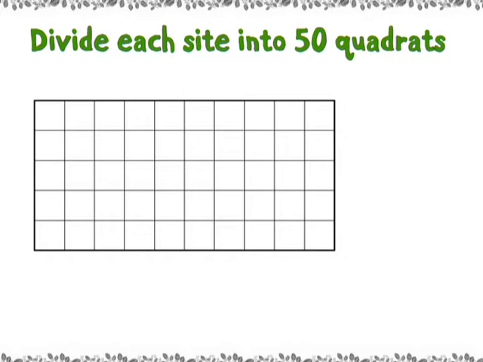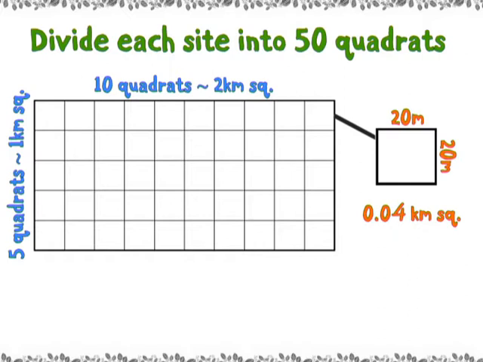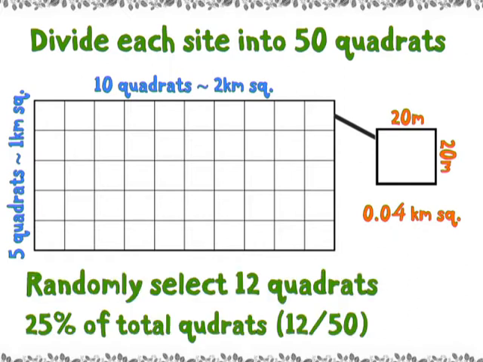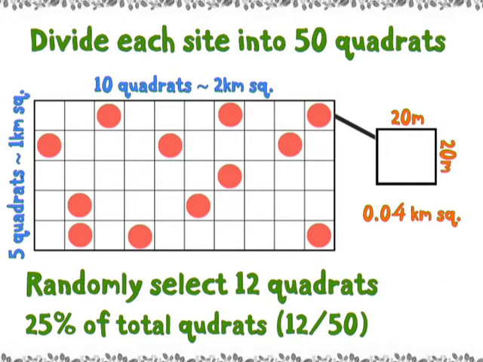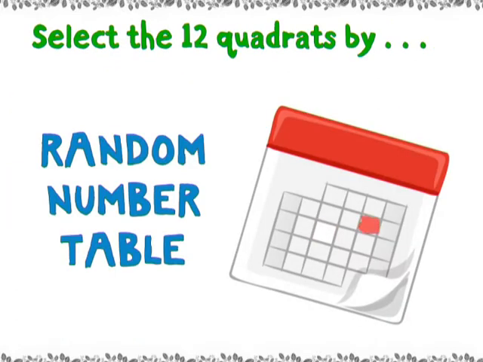Each site is divided into 50 quadrats, with 0.04 kilometers squared in size. 12 quadrats are randomly selected. This is around 25% of the total number of quadrats. A random number table will be used for selection.